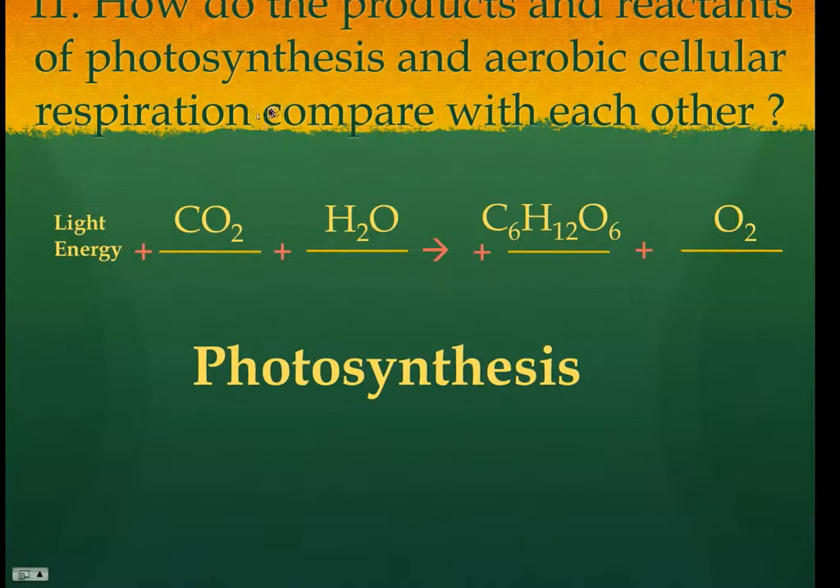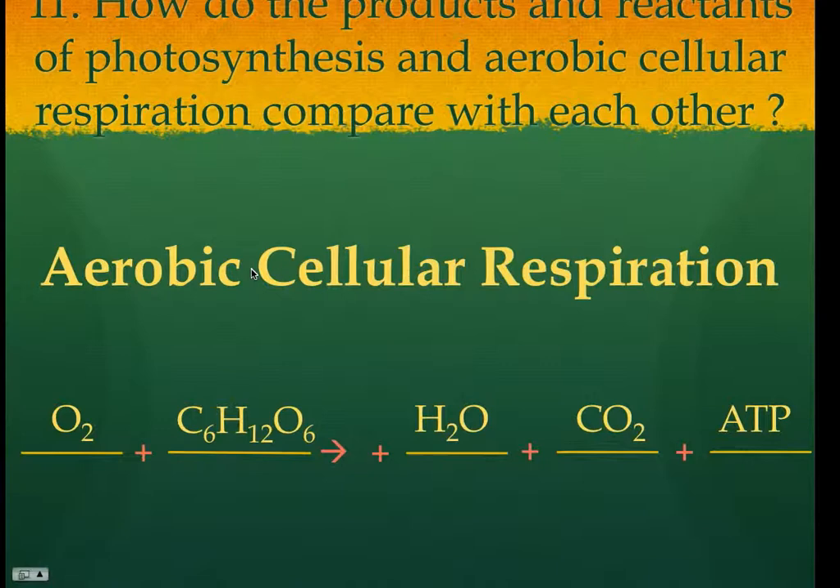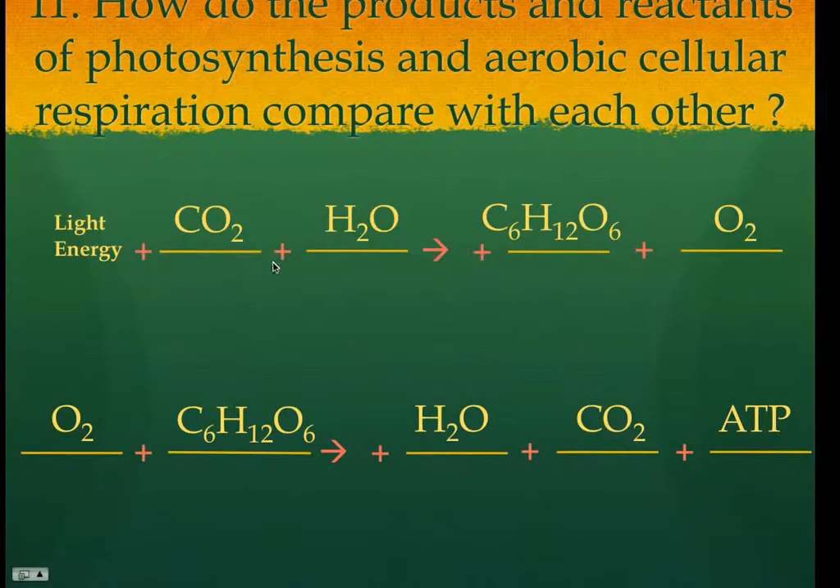Last point of this would be to make a comparison between photosynthesis and aerobic cellular respiration. And we look at photosynthesis here, again, light energy plus water and carbon dioxide, and you end up with glucose and oxygen. And here's aerobic cellular respiration. And if you compare the two, as many have noticed, and we talked about in class, the reactants, CO2 and water of photosynthesis, are the products of respiration and vice versa.